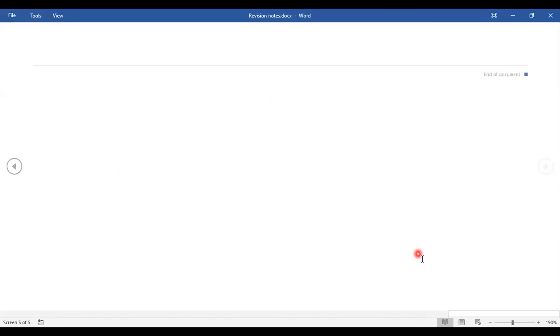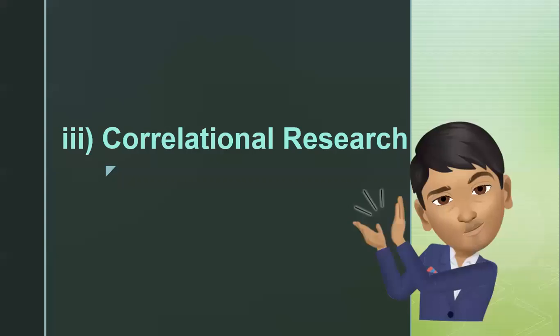That's the end of the document. We will proceed with the correlation research. So far we discussed this. We tried to recall the methods of inquiry. What is the basic information involved?